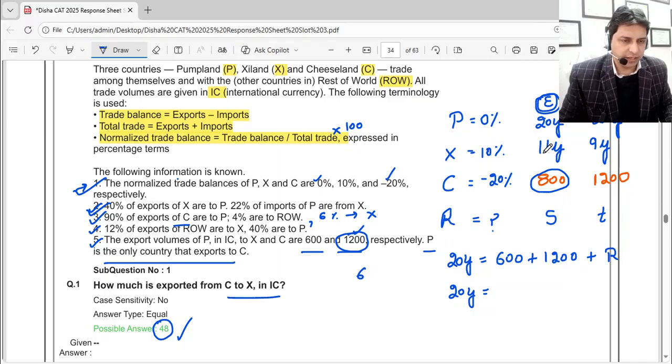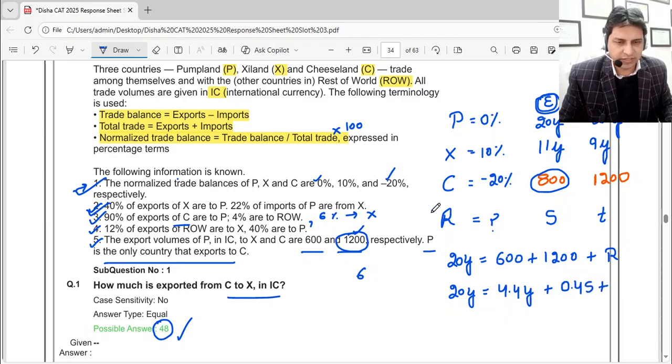So 40% of exports of X, that is 4.4Y, plus, who else is exporting to P? C and R. 40% of ROW are to P. Now ROW, that is rest of the world, 40% of export, that is S, that is 0.4 S.